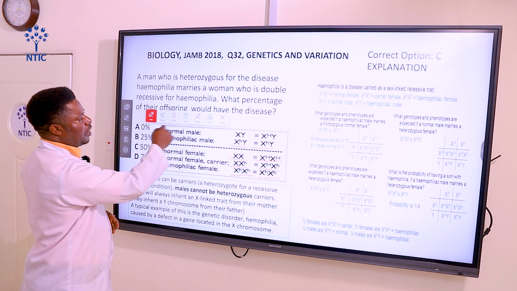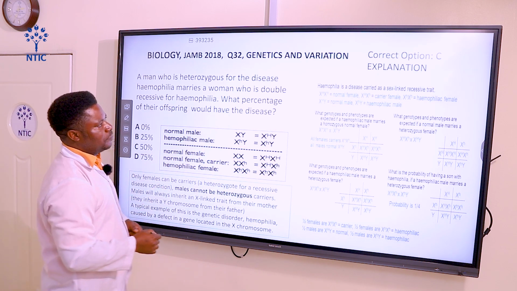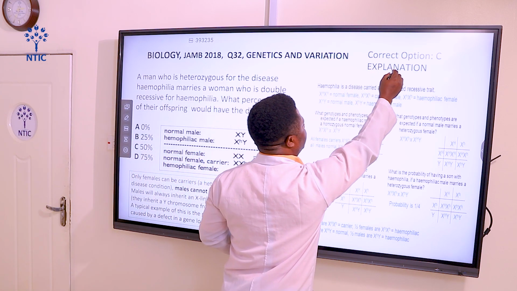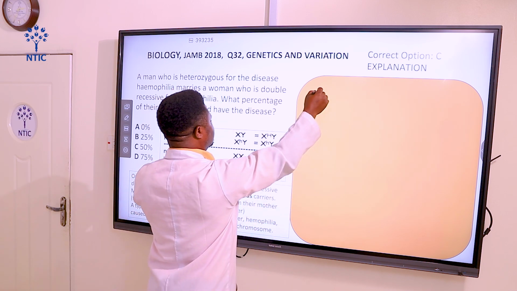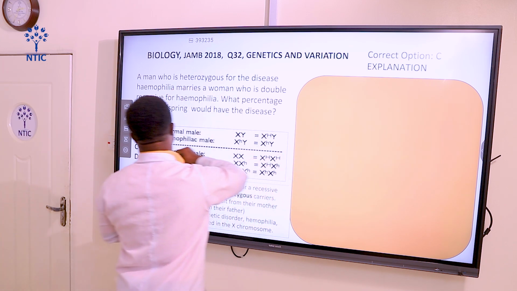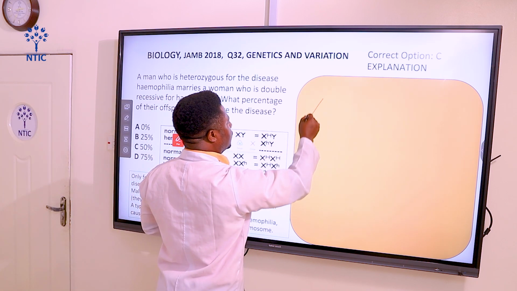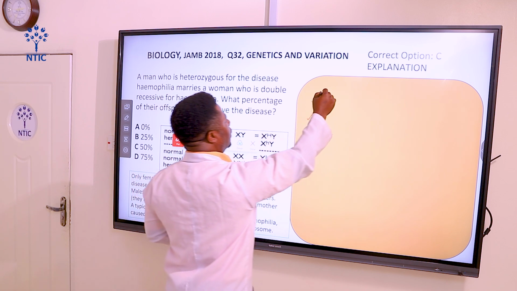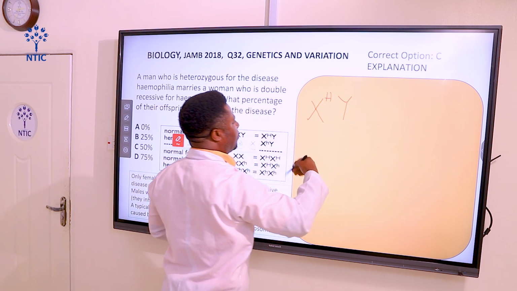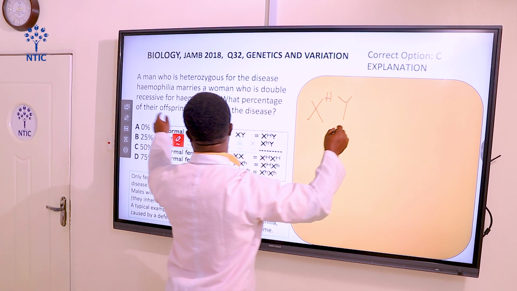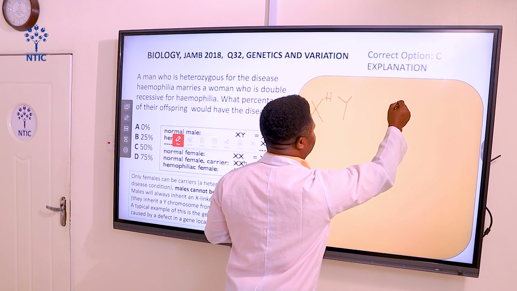Now let's see how we can solve this practically. For the male, we are going to use this. Let's say the male is normal, marrying a woman who is double recessive. So this is going to be the allele for the woman.